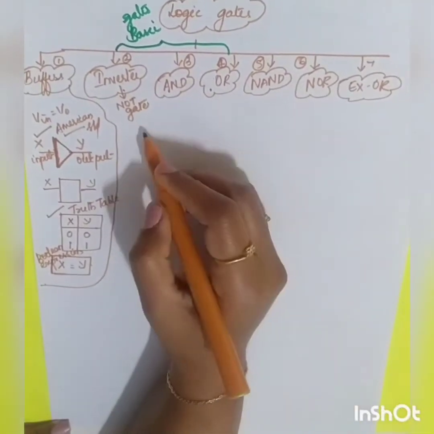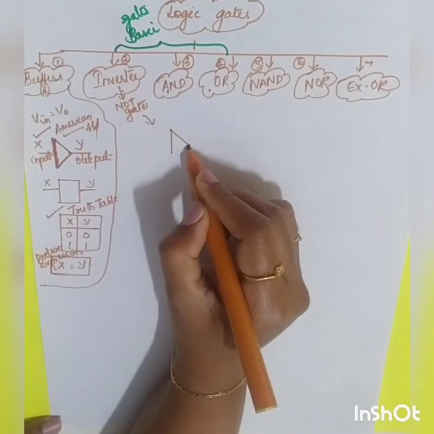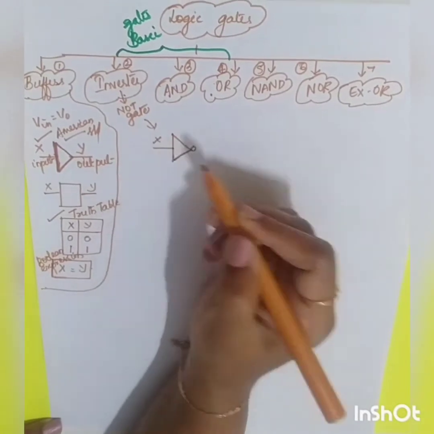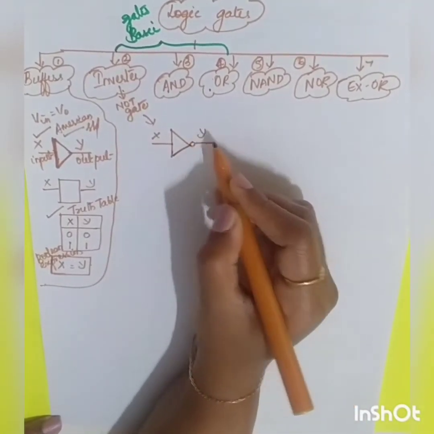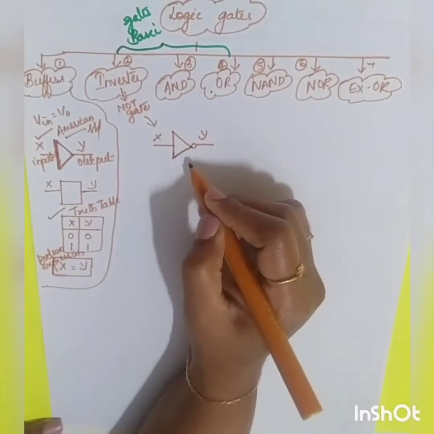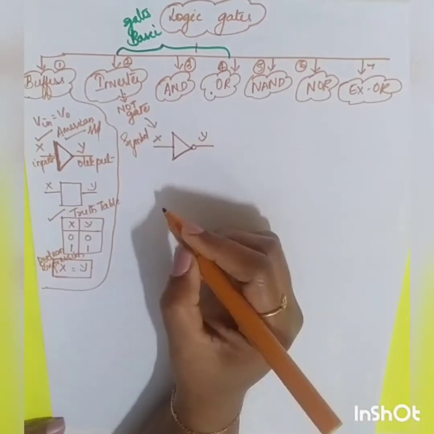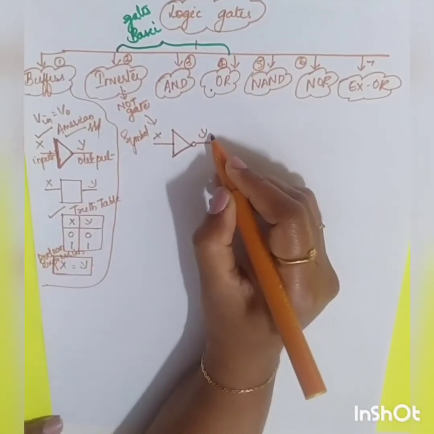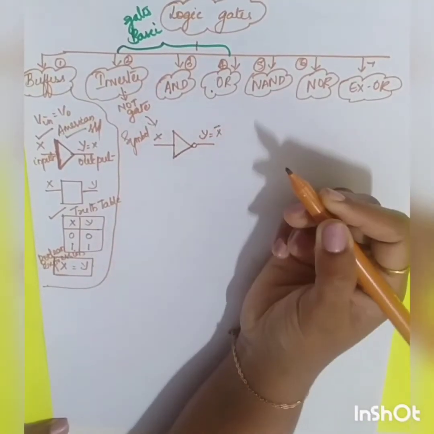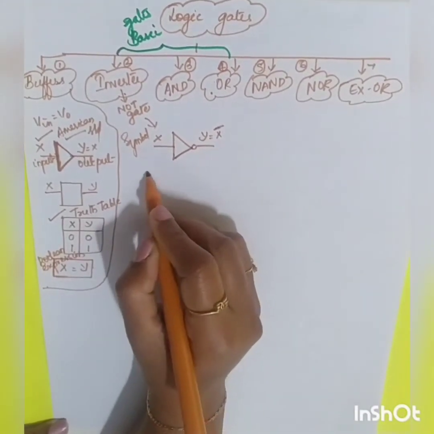Okay, so next one is your second one, that is your inverter. What is the symbol of your inverter? Inverter means not, it is inverted. If input is X, what will be your output? Output will be Y. Y will be the inverted form of your X. Okay, so this is your symbol of your NOT gate. Okay, now what will be your truth table? Here I can write Y is equal to X bar. Okay, it is called X bar. Okay, so what will be your truth table?